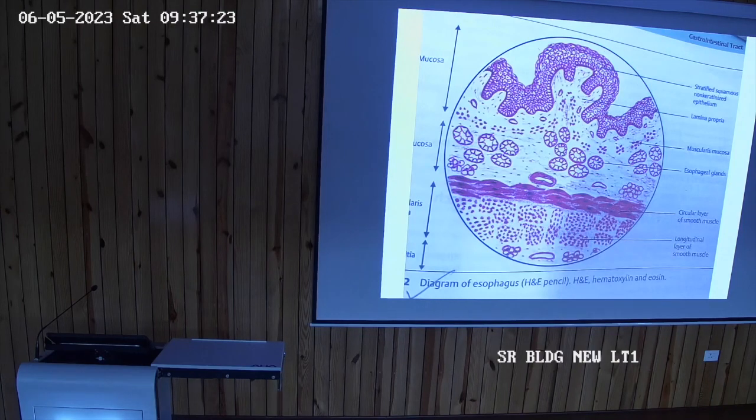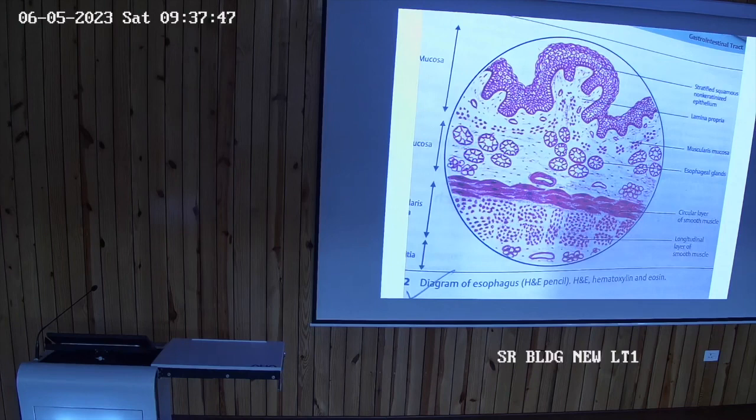All right. Besides this, the next question of the examiner: you have identified that the slide is of esophagus, replied well on each part. But the next question will be whether the section of esophagus is from the upper 1/3 part, middle part, or lower 1/3 part.